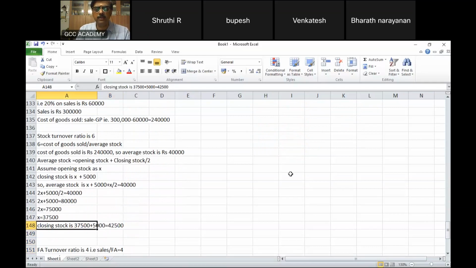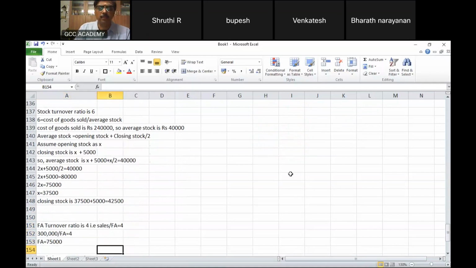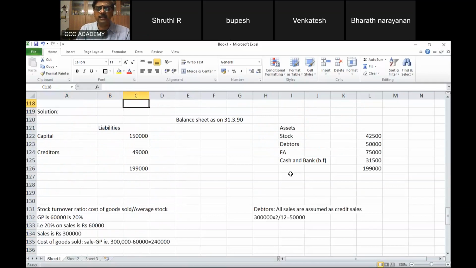Very important calculation. Then fixed assets turnover ratio is given as 4. Sales by fixed assets is 4. Sales is 3 lakhs. Fixed assets is 75,000. We got it here. Then coming to debtors and creditors calculation.